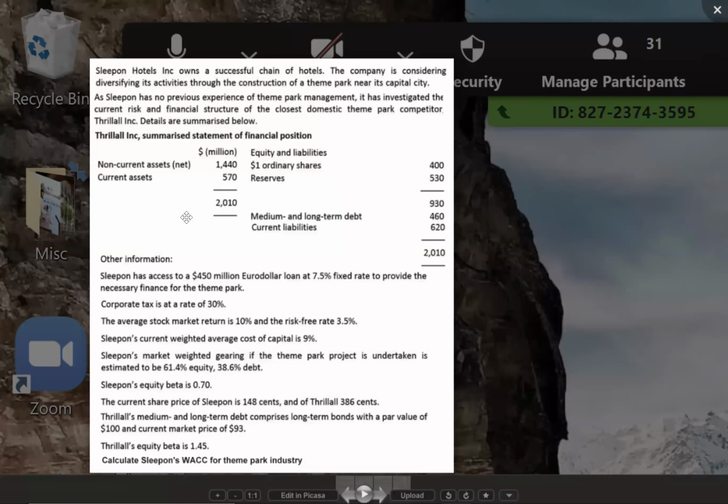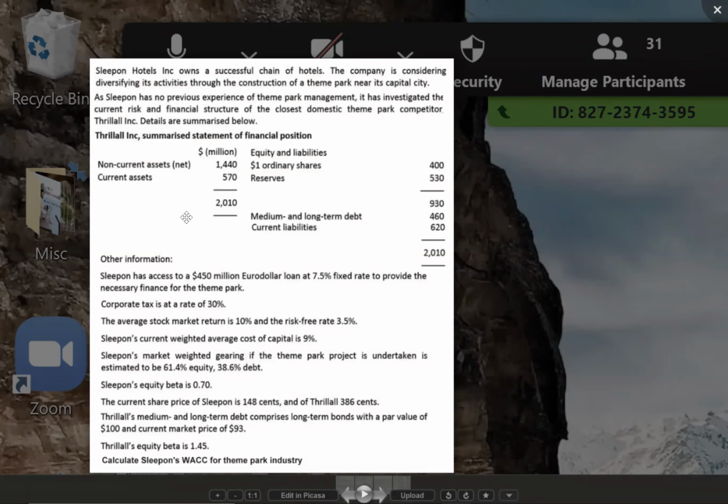Okay. Sleep On Hotels Incorporation owns a successful chain of hotels. The company is considering diversifying its activity through the construction of a theme park near its capital city. So its old industry is the hotel industry, and its new industry will be the theme park industry. So diversification means what? New beta, new KE, new WACC. As Sleep-On has no previous experience of theme park management, it has investigated the current risk and financial structure of the closest domestic theme park competitor, Trilal Incorporation. So Trilal Incorporation will be my standard company.